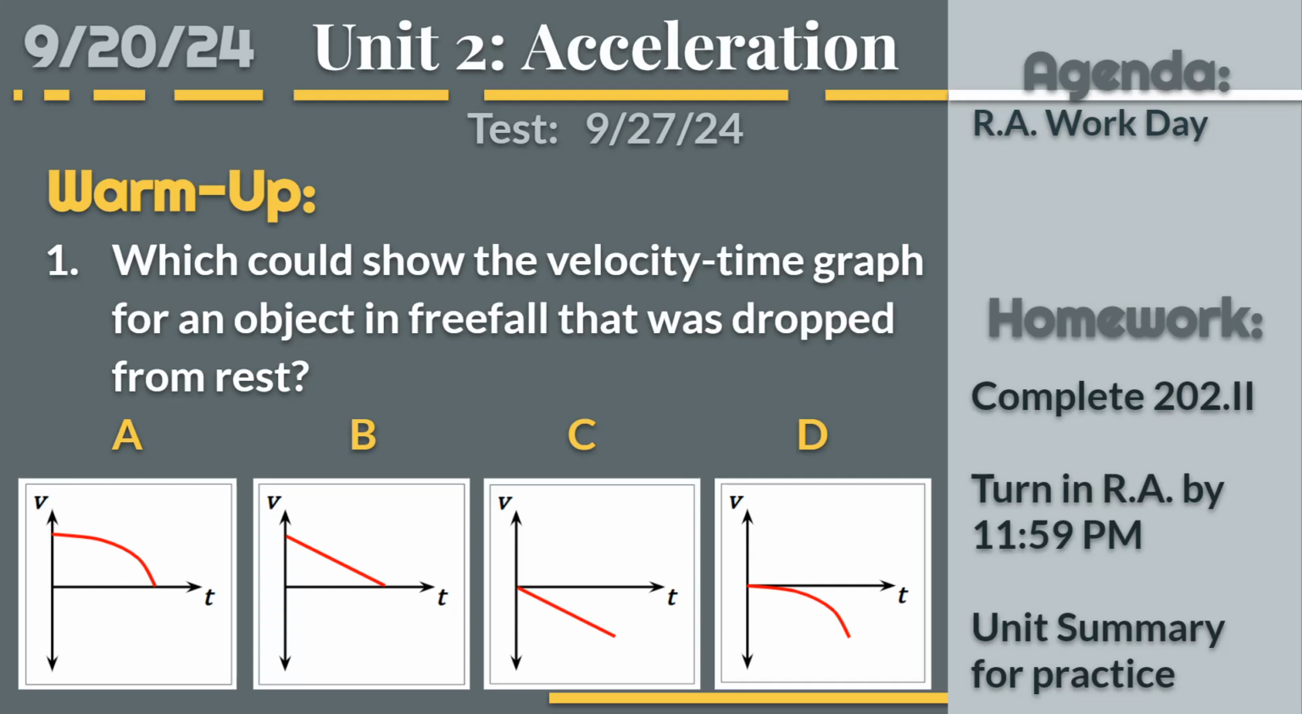Okay, the slope of a velocity time graph, what does that slope represent? Acceleration. Okay, and acceleration for a falling object is due to gravity, and that acceleration for any object that is in free fall is a constant negative 9.8 meters per second squared. It doesn't change. So the acceleration should be the same the whole time, which means the slope should be the same the whole time, which means the only option available to us is C. Okay, the answer to the warm-up question should be C.